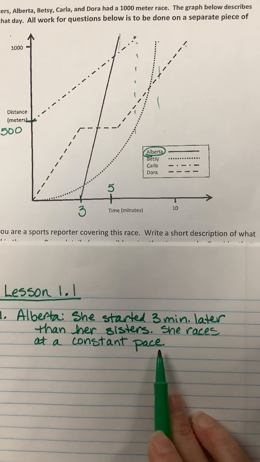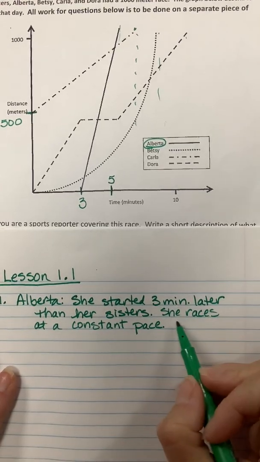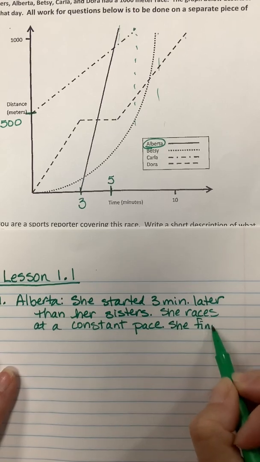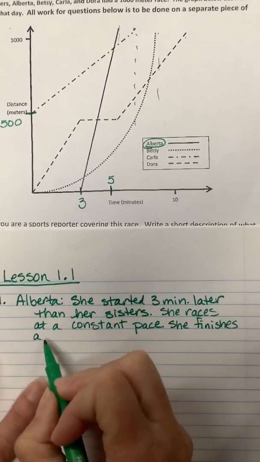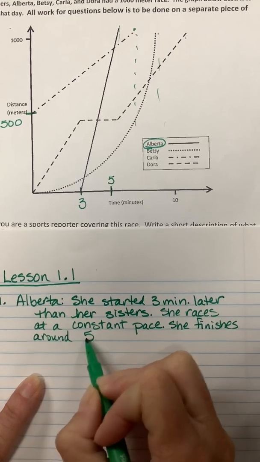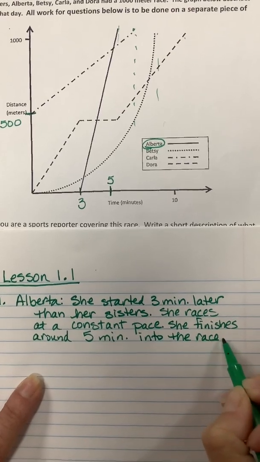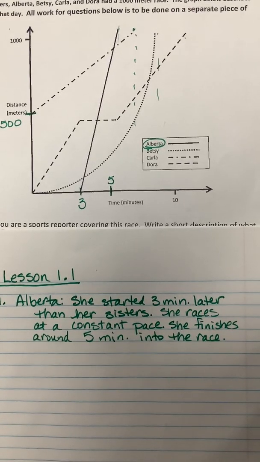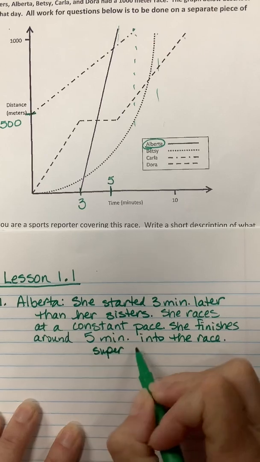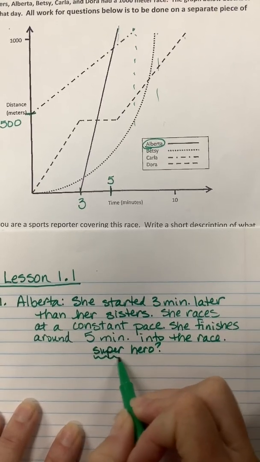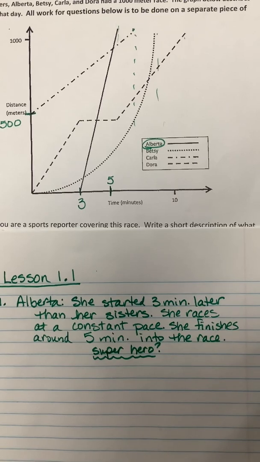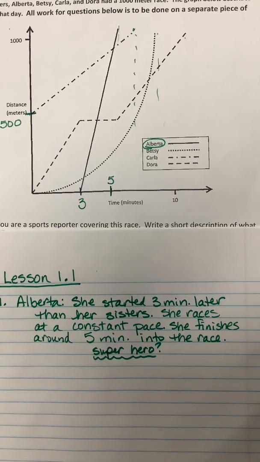Now we need that end description for our sports reporting. So I would probably say she finishes around 5 minutes into the race. Now, wait a second. That means that she ran this race in 2 minutes. Now, wait a minute. I'm no Olympian, but 1,000 meters in 2 minutes? She might be some sort of a superhero. Maybe she is. I might write that down. Superhero? Maybe that's why she let them get a head start, because she knew she was just going to blast right by them. So I've done the first sister.